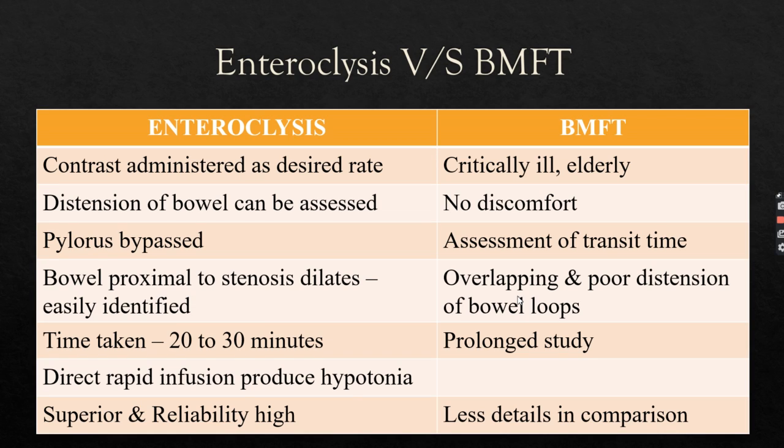Now, we are just comparing here, not differentiating enteroclysis versus barium meal follow through. In enteroclysis, contrast is administered at the desired rate. I'm just covering the enteroclysis first, the summary part. The distension of bowel can be assessed. The pylorus is bypassed. The bowel proximal to stenosis dilates, and that's why it is easy to identify the strictures in enteroclysis. Time taken is around 20 to 30 minutes, and due to direct rapid infusion, it produces hypotonia in the small bowel. But the important thing is it is superior to BMFT and reliability is high.